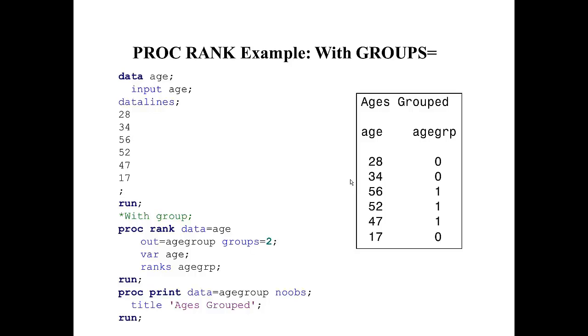In this second example, I've included the groups equals option, and I've set groups equal to 2. So using PROC RANK, we've created a new variable age group which divides the subjects into 2 groups. And if we were to do a PROC FREQ of age group, we would see that we have an equal number of observations with the value of 0 for age group and an equal number with the value of 1 for age group. In the SAS demonstration video, where we're taking a random sample, we will use PROC RANK to create equal numbers of patients going into a treatment group and a control group.